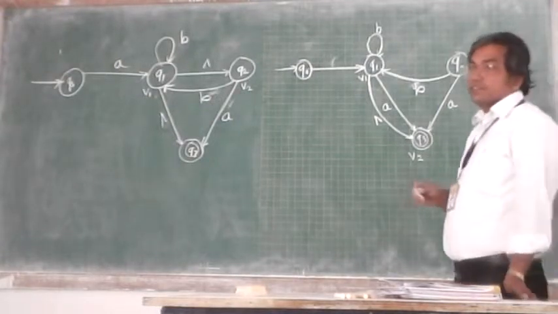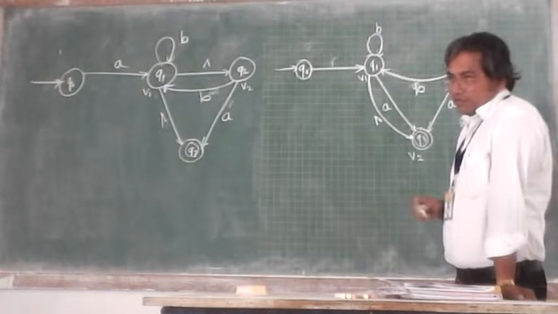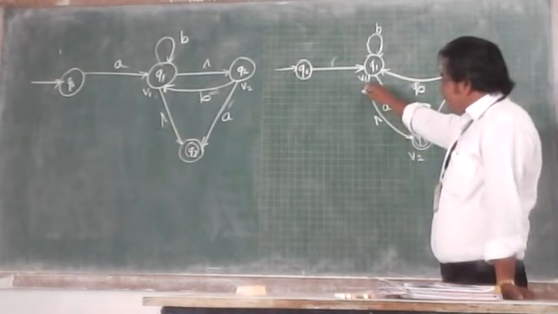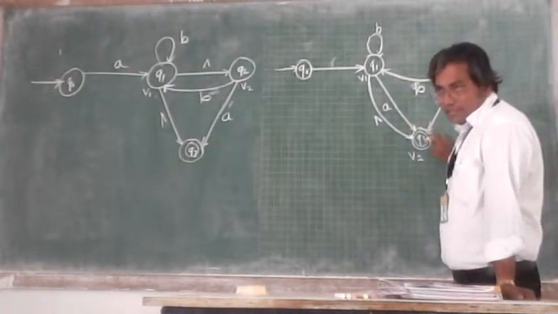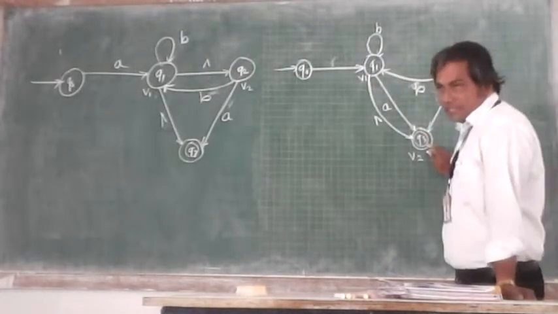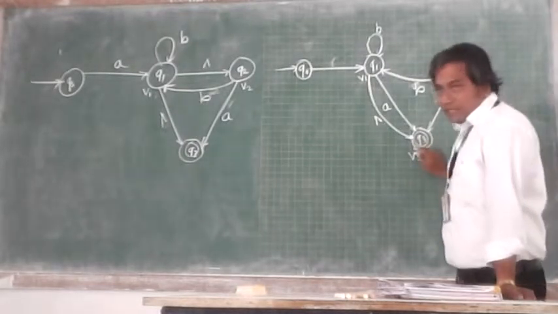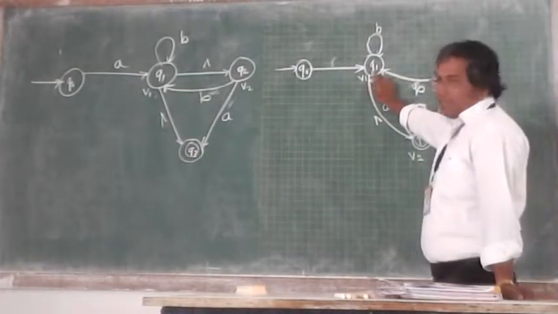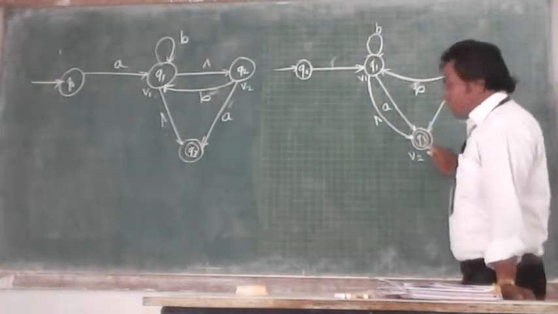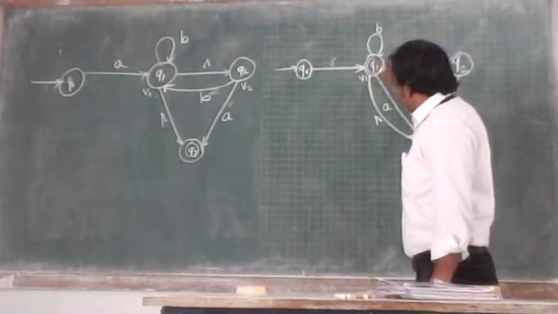If V1 is an initial state, make V2 an initial state. V1 is not an initial state, so we will not make this an initial state. Last step: if V2 is a final state, make V1 a final state. Here this is true. So Q3, V2 is a final state, I need to make V1 a final state.